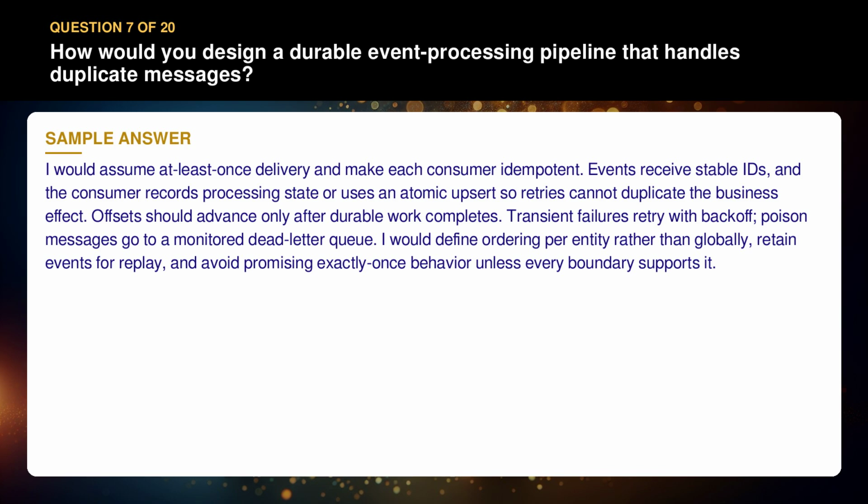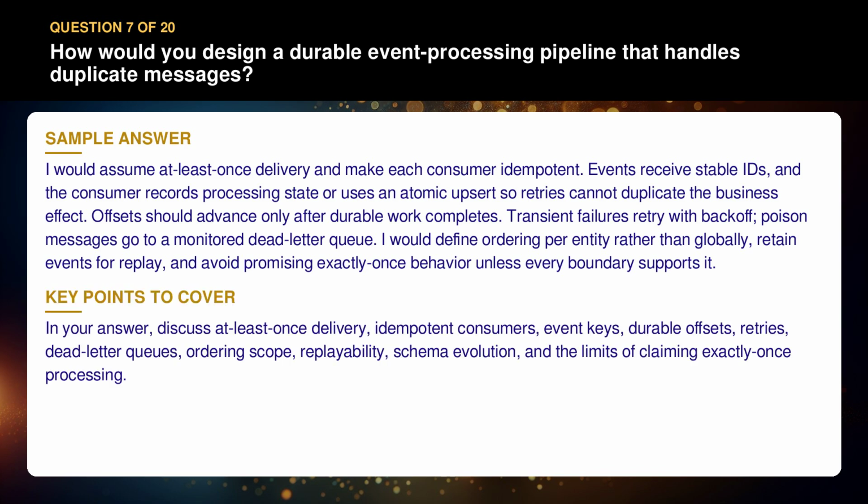Poison messages go to a monitored dead letter queue. I would define ordering per entity rather than globally, retain events for replay, and avoid promising exactly once behavior unless every boundary supports it. In your answer, discuss at least once delivery, idempotent consumers, event keys, durable offsets, retries, dead letter queues, ordering scope, replayability, schema evolution, and the limits of claiming exactly once processing.